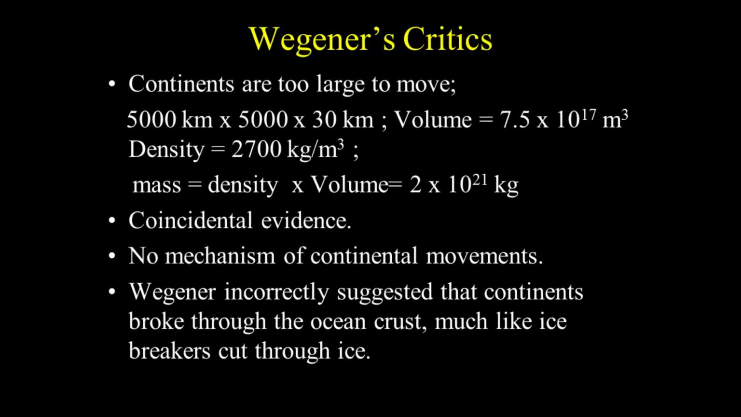Let's talk more about Wegener's critics. Wegener's continental drift model was rejected by his peers. His critics argued that continents are too large to move. His observations of paleoclimate, coastline, and rock age similarities between continents were dismissed and characterized as just coincidental.